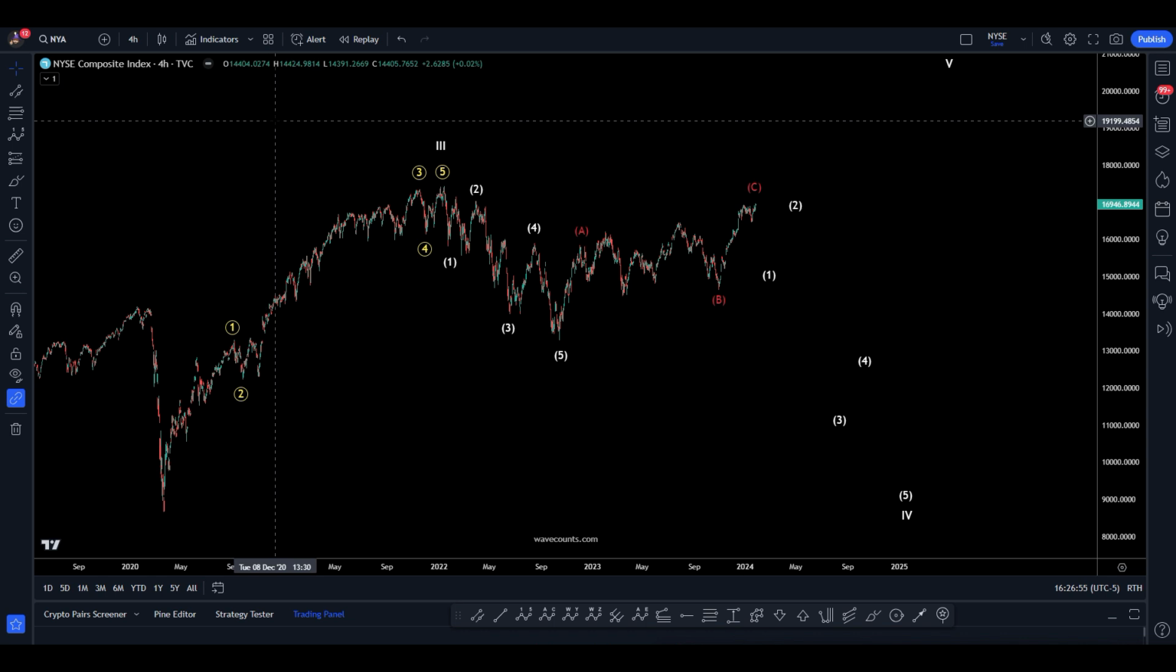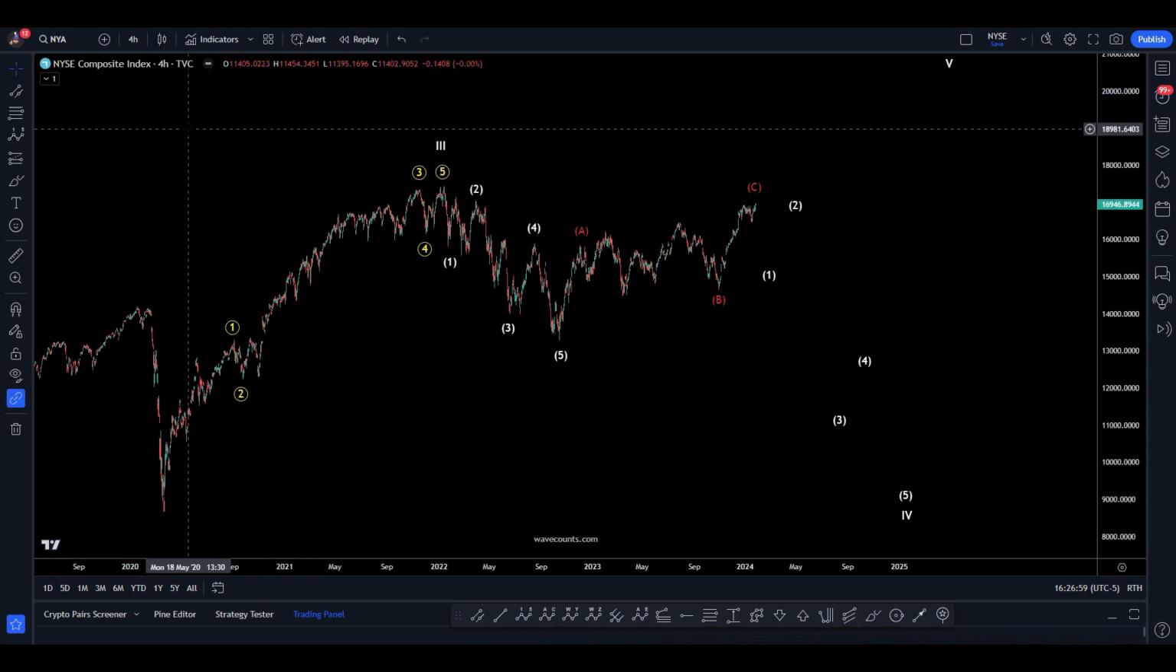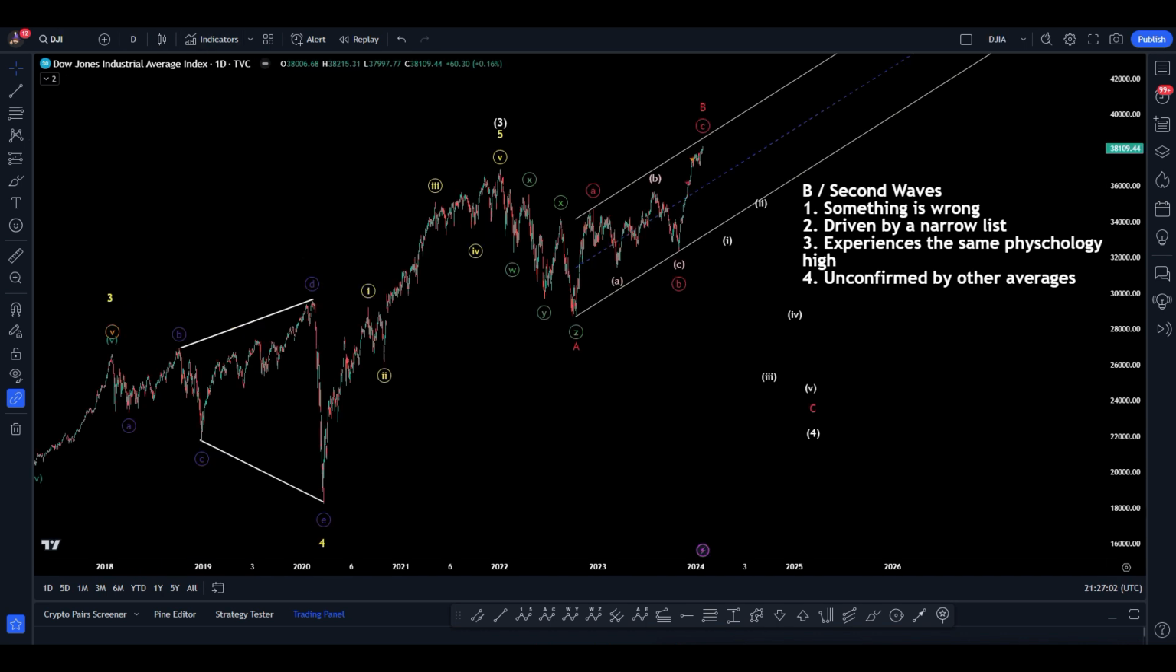Something is wrong with this market, and it is unconfirmed by the other indexes. Usually, B waves or second waves, B waves being second waves themselves, will experience the same psychology of the market as the prior high, or exceeding it.